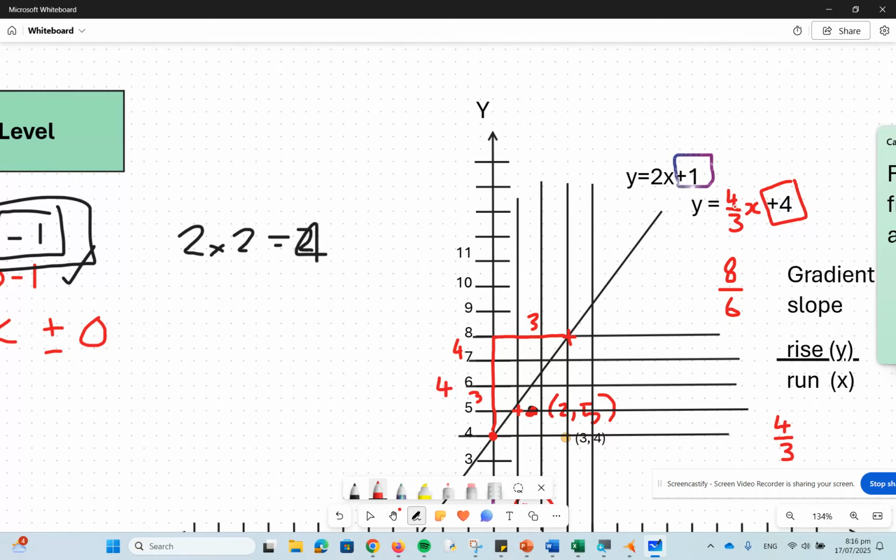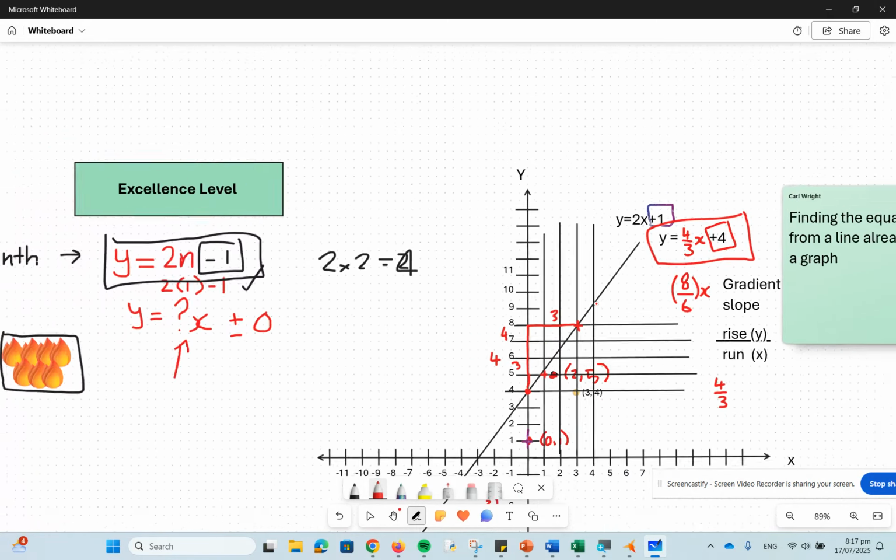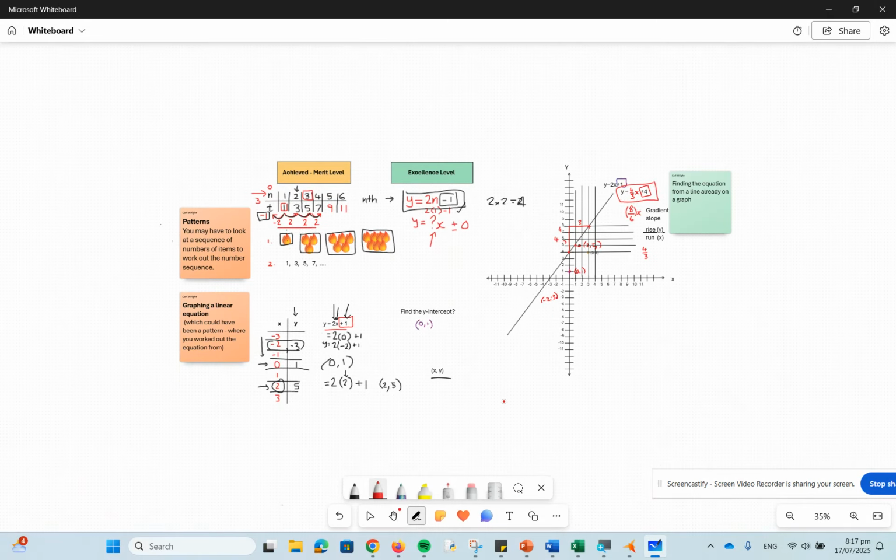Notice this one here is just half that. So this here is a gradient, but it's not the most simple. It's not 4 over 3. It's not the most simplified gradient. So anyway, that is excellence level: being able to find the formula for a line that's already on a graph. That is excellence level. Whew, took a long time.